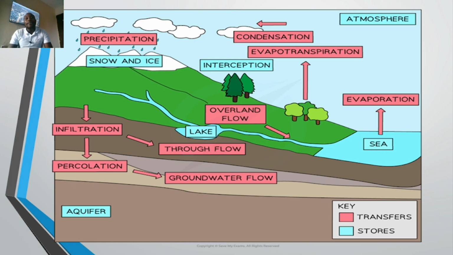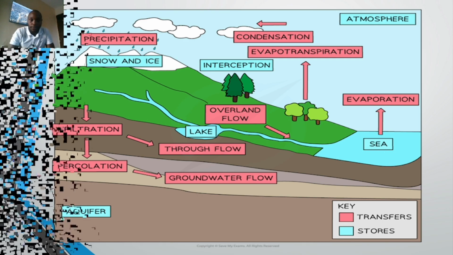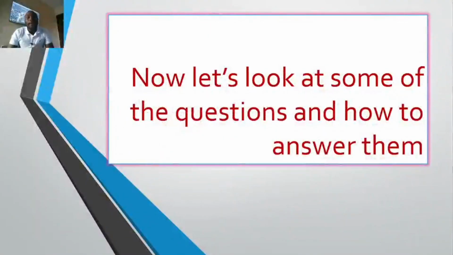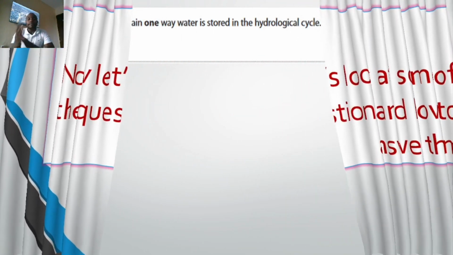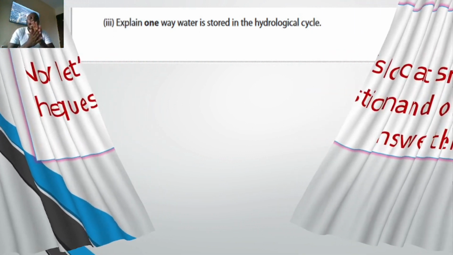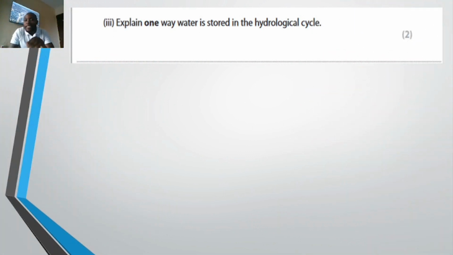Now if you have understood this process, why don't you test yourself? Let's test ourselves, because there are some questions that are normally asked. Now let's look at some of the questions that are normally asked, and how you should be able to answer them. All right, look at that. The first question here: explain one way water is stored in the hydrological cycle. Explain one way water is stored in the hydrological cycle. What do you think?